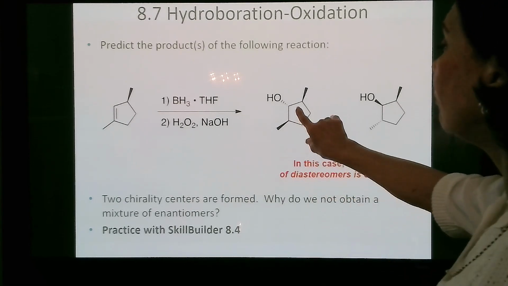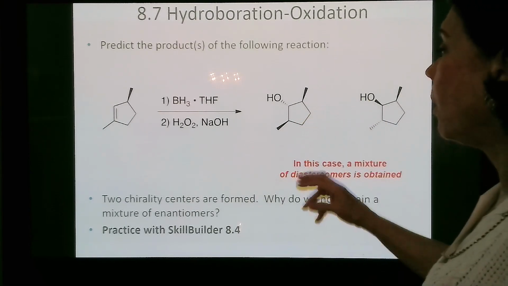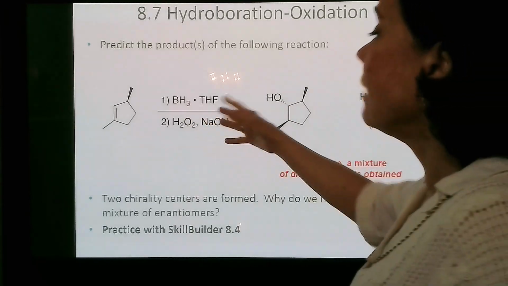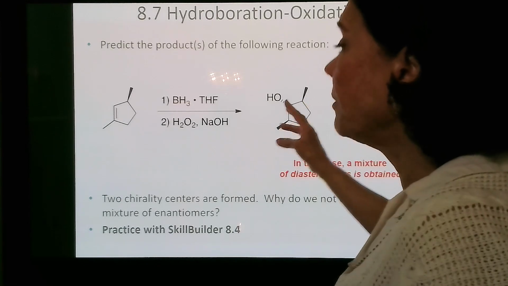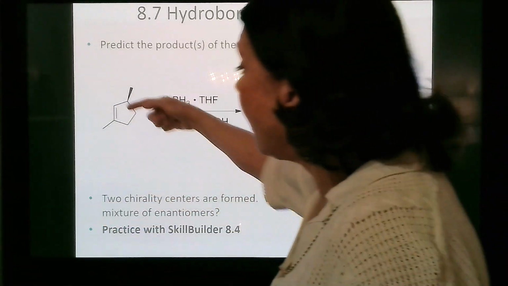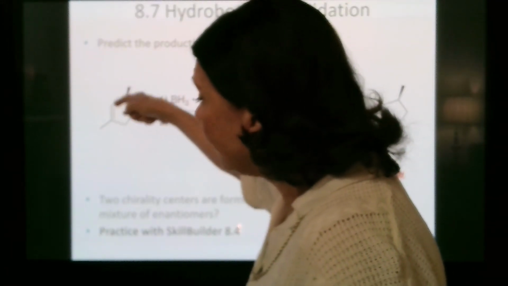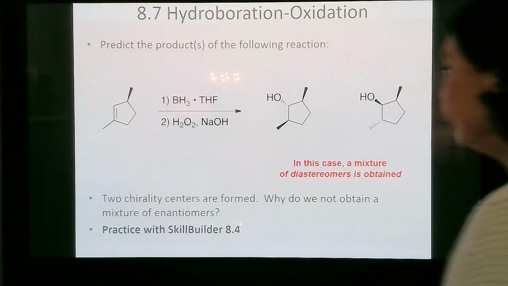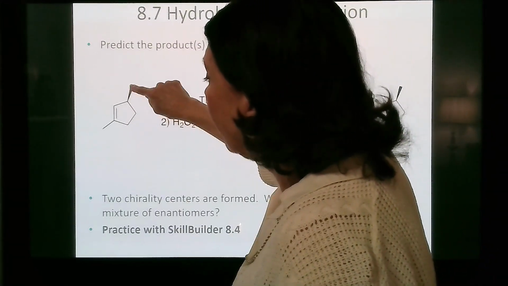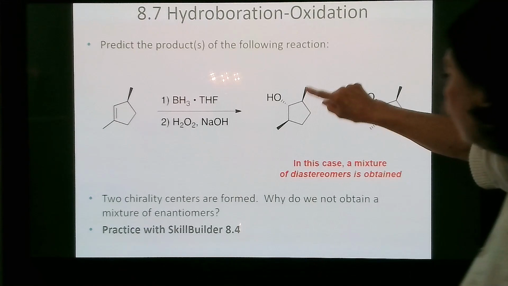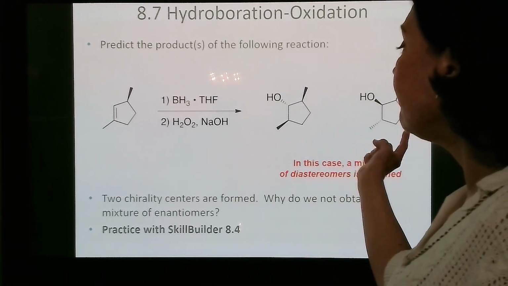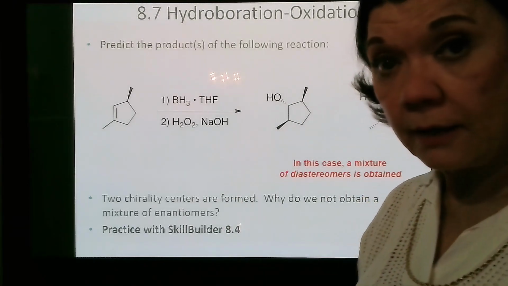So let's look at these. The interesting part: what if you have hydroboration occurring from the top and from the bottom? Yes, you're going to have that occurring all the time. Anytime you have a planar reactant, that's what's going to happen. But notice here, you've got the methyl group sticking out. And here you've got the methyl group sticking out. And here you've got the methyl group sticking out. So which one of these do you think will predominate?